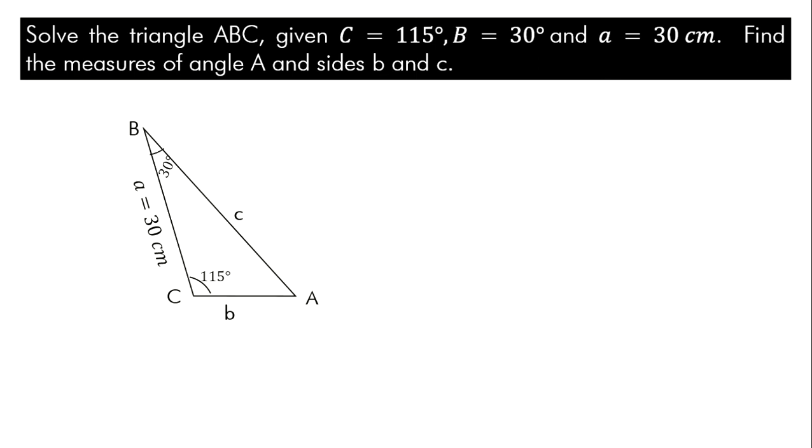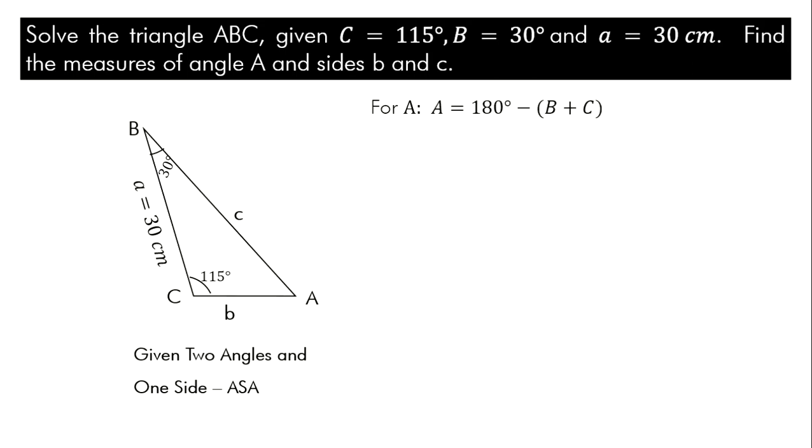Now, for angle A, again this is angle side angle. All we need to do is subtract from 180 degrees the sum of angles B and C. Thirty degrees plus 115 degrees is 145 degrees. So 180 degrees minus 145 is 35 degrees. So we now have the angle A.